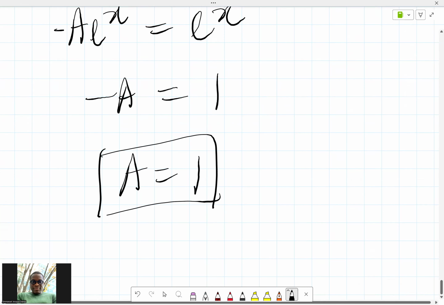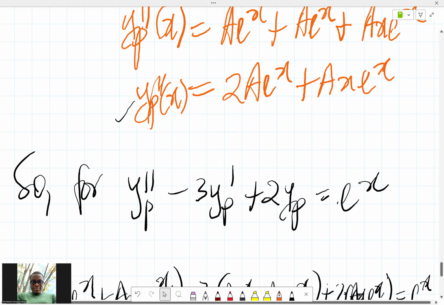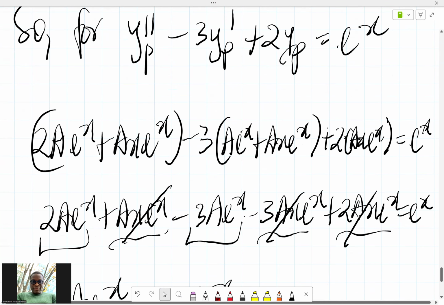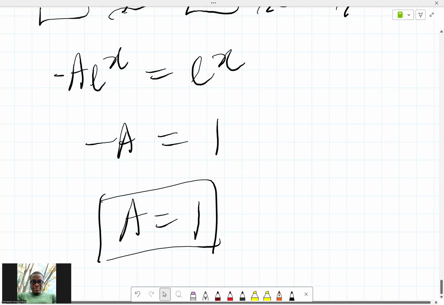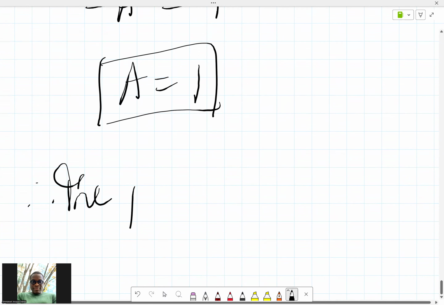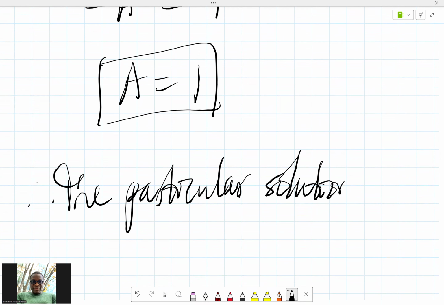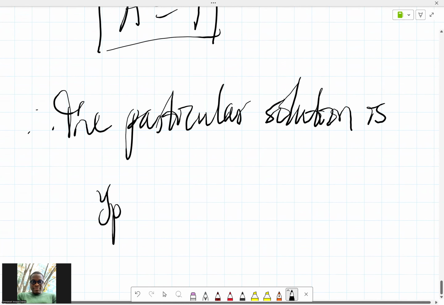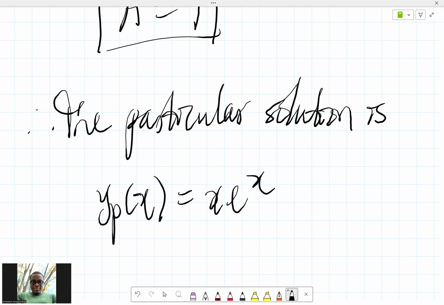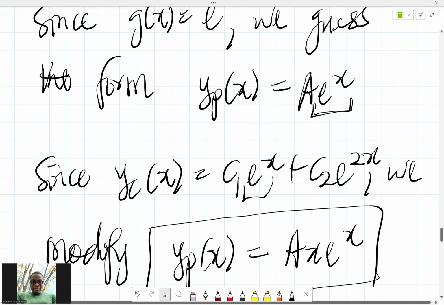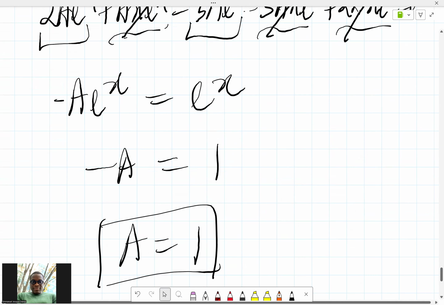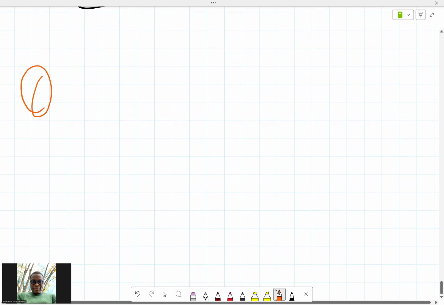So we have our a. The coefficient has been determined. So that means that the coefficient a that we have up here is simply a. So we can now say, therefore, the particular solution is yp of x equals x e raised power x. That is our particular solution. Don't forget, we have got yc of x already, so we now have to add the two together.